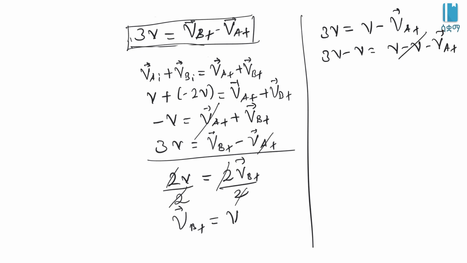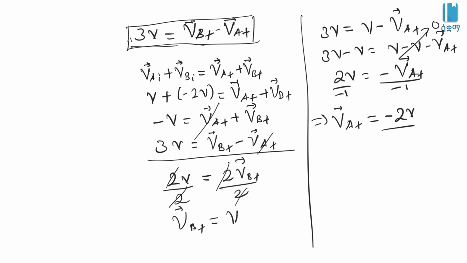So here simply a zero term is left, which is 0, so 2v equals negative of va final. So dividing both sides by negative 1, va final equals negative of 2 times v. So what does negative 2v mean? It's traveling in the negative x direction, or toward west. The negative sign tells us the direction, and the magnitude is twice of v.